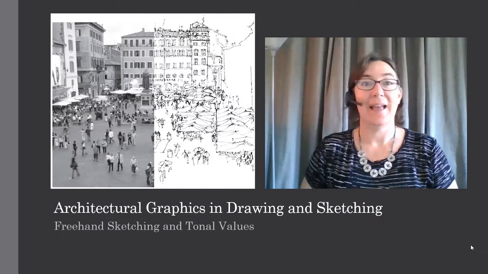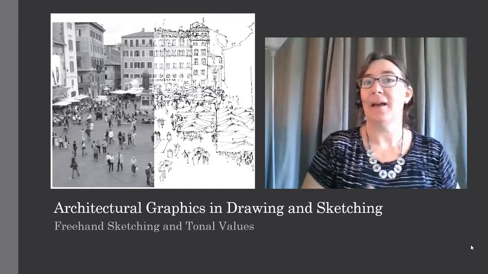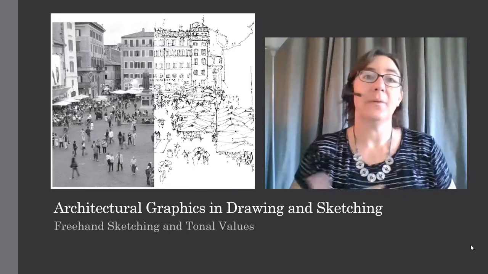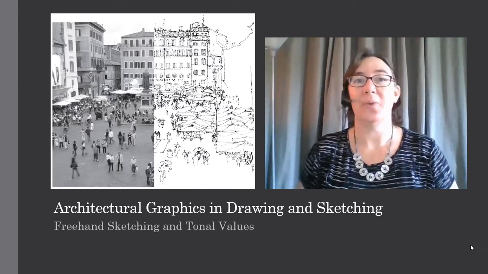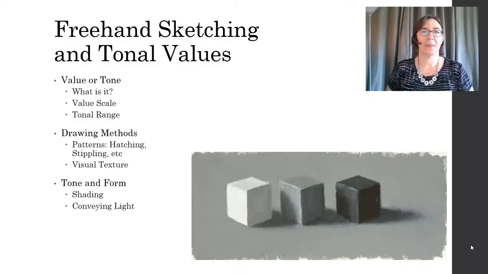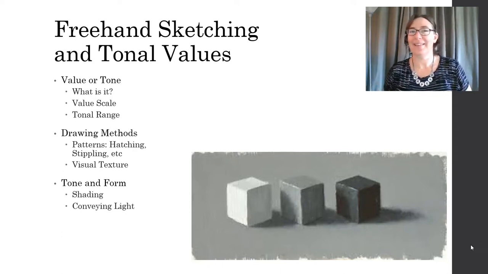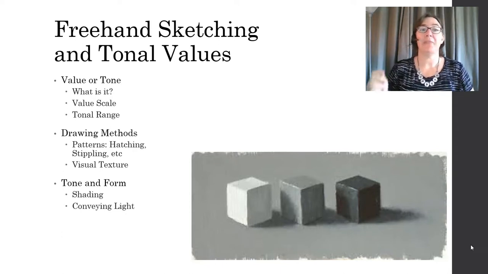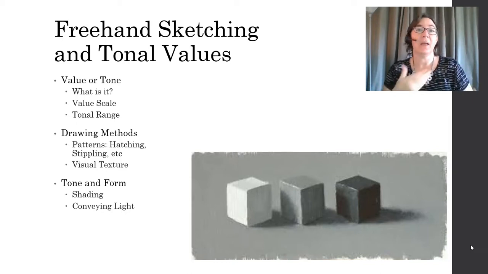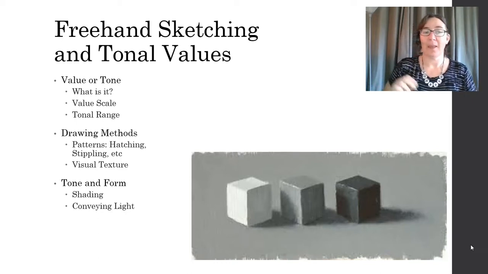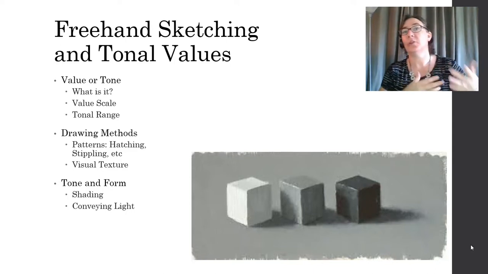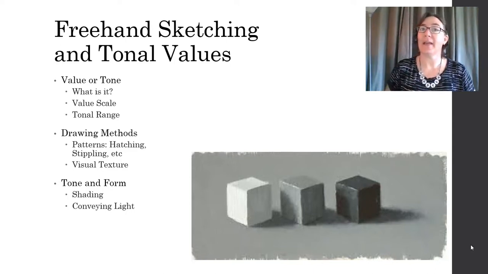Hi everyone. Last week we studied line. This week we're going to move on and talk about tone. First we'll talk about value and tone. What is it and what can we do with it? Then we'll talk about some drawing methods, hatching, stippling, ways to create tone. And finally, we'll talk about tone and form, how you use shading and depict light in order to create the form of the object.